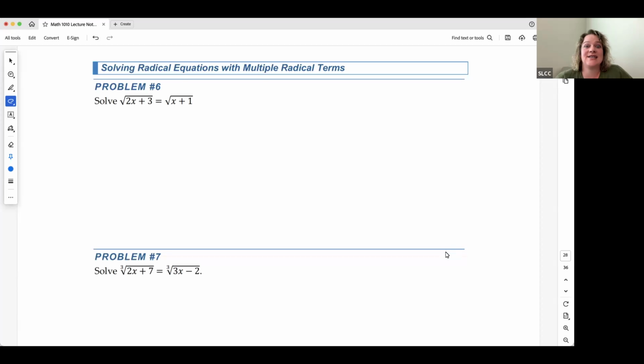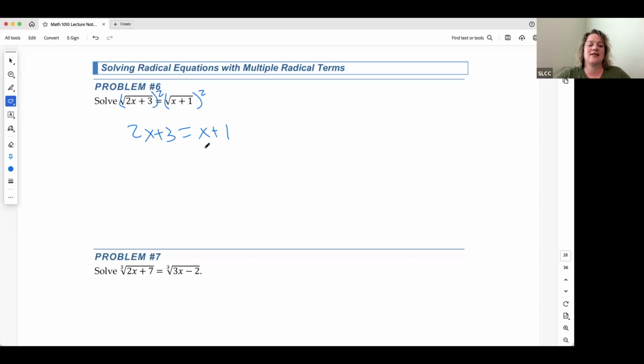Look at number 6. Step 1 was isolate the radical. Oh no, there's two of them, so don't worry. Just isolate one radical and then press forward. After you isolate the radical, you raise both sides to whatever that would be. So this is the square root, so I need to square both sides. The beauty is both of these are square roots, so if I square both sides, it's awesome. I just get 2x plus 3 equals x plus 1.